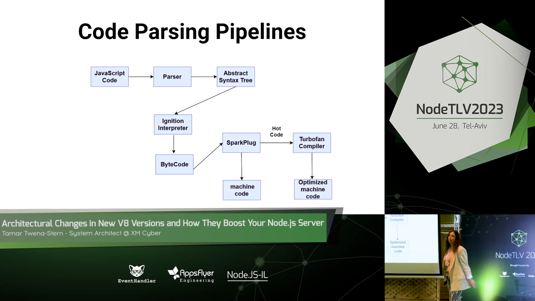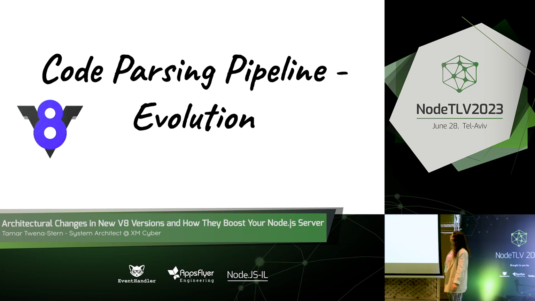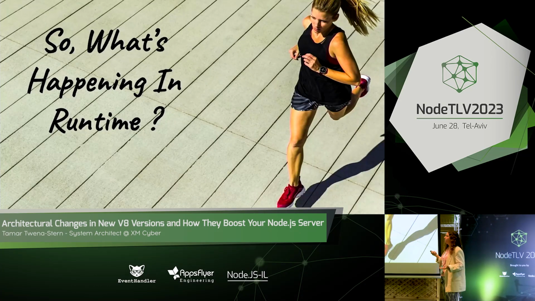So this is the code parsing pipeline. There is a chance that I'm going to take you down memory lane into compilation courses in the university. You see here abstract syntax tree, AST, and two kinds of compilers and interpreters, and bytecode and binaries, and we're going to get into all of that. How has that code parsing pipeline evolved? What were the changes that make it so fast? What's happening when your Node.js server is running?